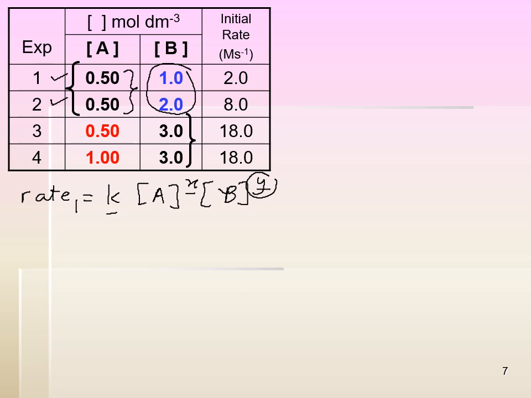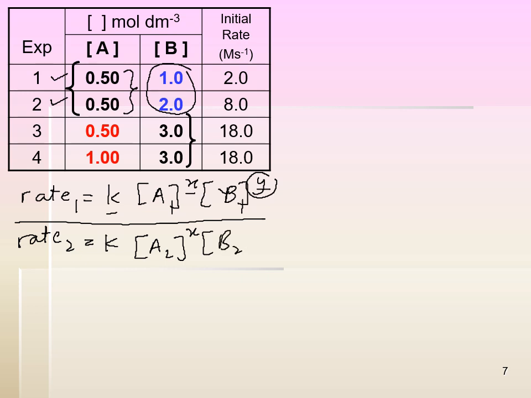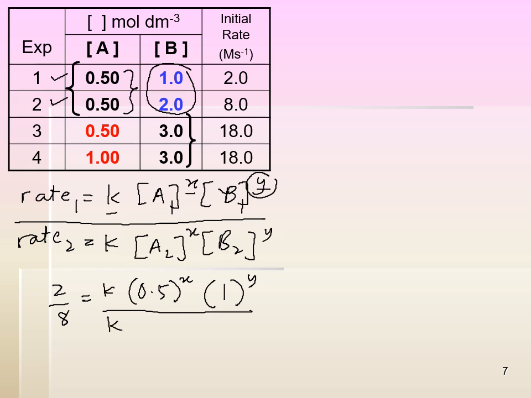So comparing rate 1 equals K [A1] to the power of X, [B1] to the power of Y, with rate 2 equals K, which would be the same because it's a constant, [A2] to the power of X, [B2] to the power of Y. So insert the values. 2 over 8 is equal to K, A1 is 0.5 to the power of X, B1 is 1 to the power of Y, and then K is the same, 0.5 also for 2 to the power of X, and this one is 2 to the power of Y.